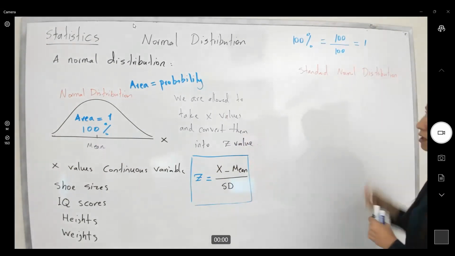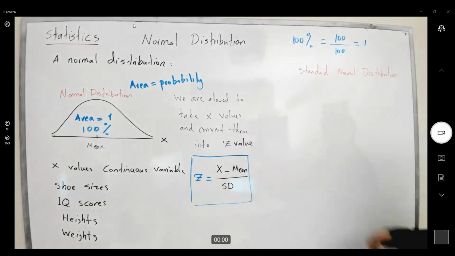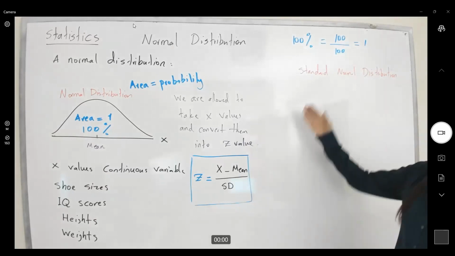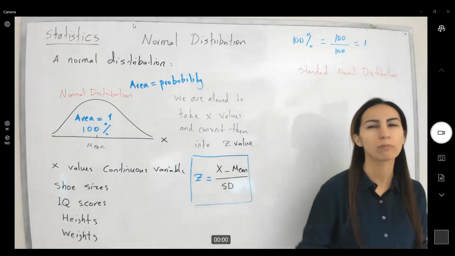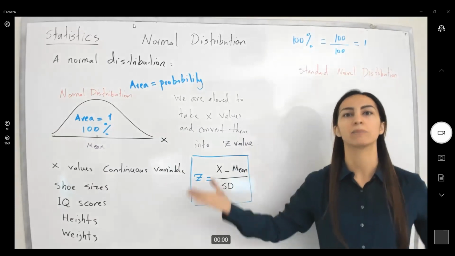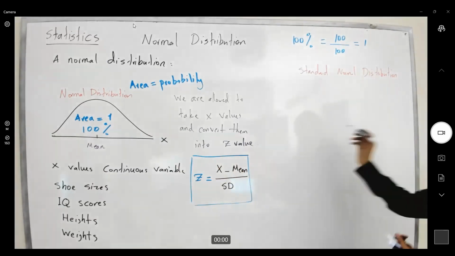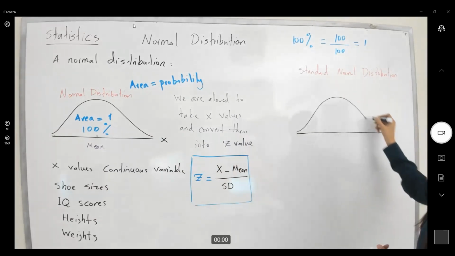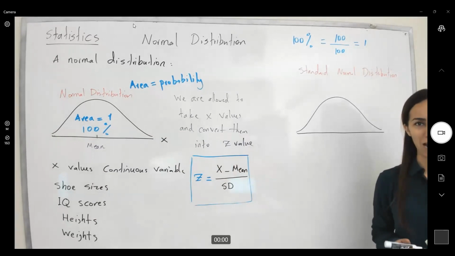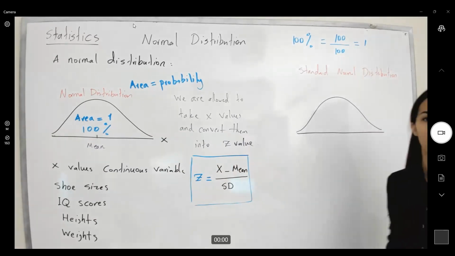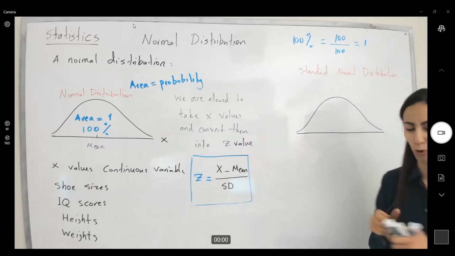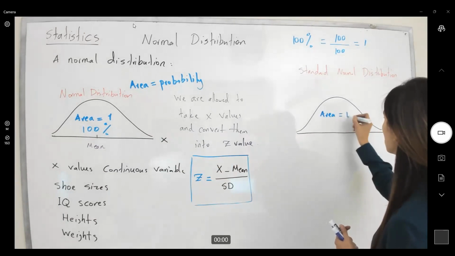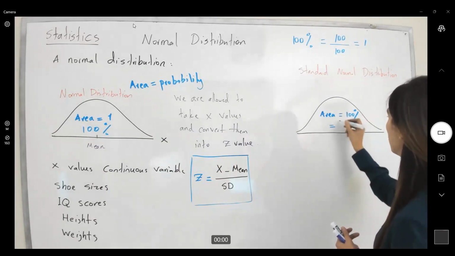Very well. Okay. So what are the properties of this new distribution? It happens that this new distribution, which we call standard normal distribution, has the exact same shape. Okay. So far so good. It is a bell-shaped graph. What about the area? The area is going to be 100% or 1. So far so good, right?